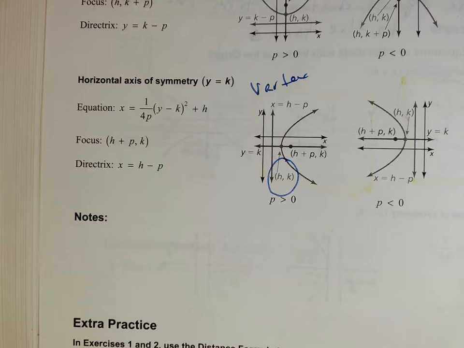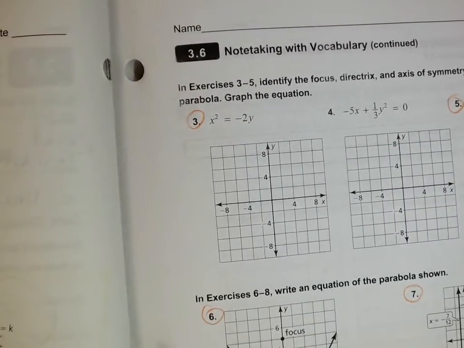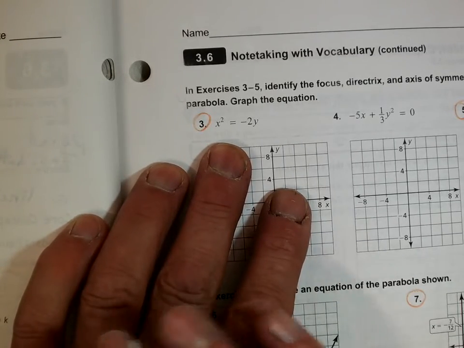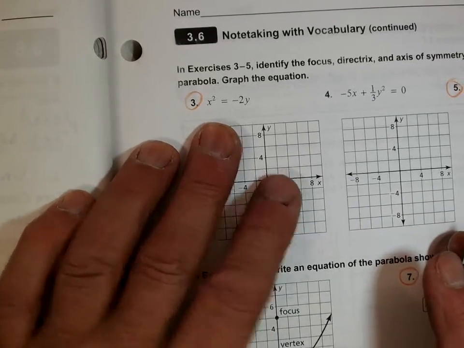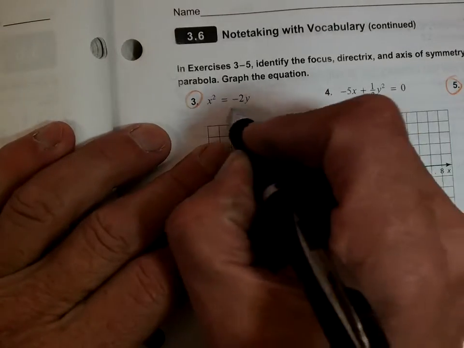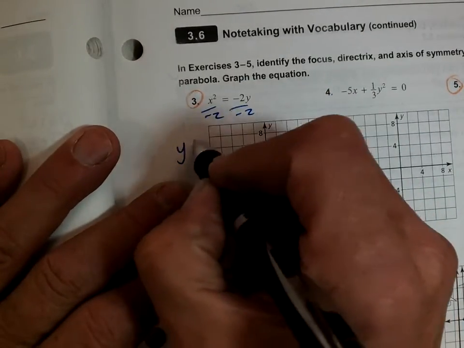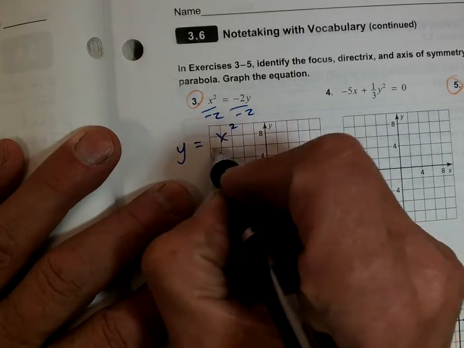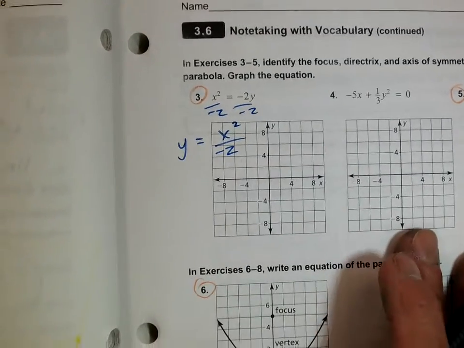So let's take a look at, first of all, question number 3. So number 3, it's not quite in the form I want it to be in. It should say y equals, okay? So what I'm going to do in number 3 is first just fix it. I'm going to solve for y, okay? So I'm going to divide by -2, and I'm going to rewrite this as y equals x squared over -2, okay? So I want to graph this.